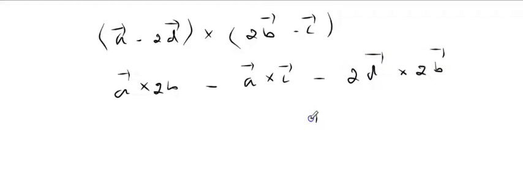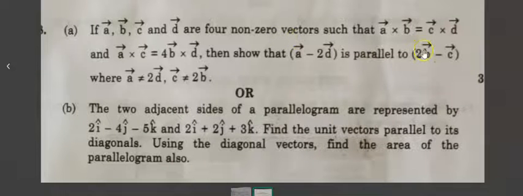Minus of minus will become plus 2D cross C. So, A vector cross 2B vector minus A vector cross C vector minus 2D minus 2B vector plus 2D vector cross 2C vector. Now, look into the condition. What are the conditions given? It is given that A vector cross B vector is equal to C vector cross D vector.